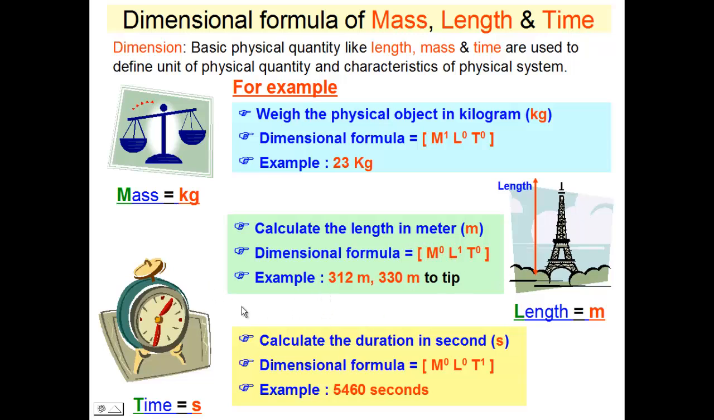Now the third example is calculating the duration in seconds, for example 5460 seconds. So the dimensional formula of time is mass power 0, length power 0 and time power 1. So M0 L0 T1.